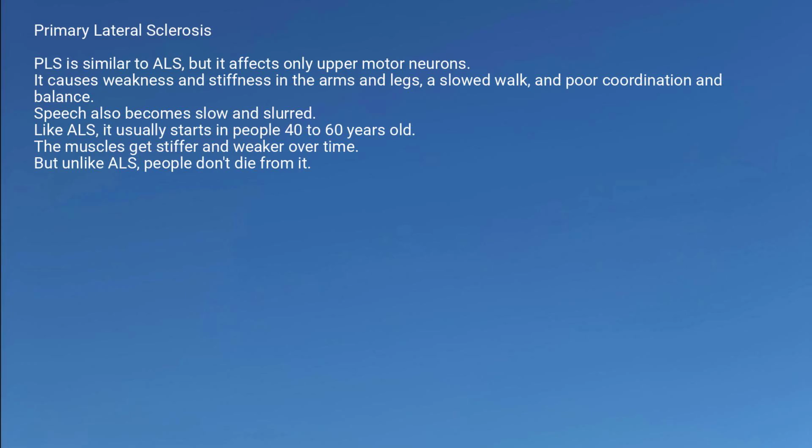Primary lateral sclerosis. PLS is similar to ALS, but it affects only upper motor neurons. It causes weakness and stiffness in the arms and legs, a slowed walk, and poor coordination and balance. Speech also becomes slow and slurred. Like ALS, it usually starts in people 40 to 60 years old. The muscles get stiffer and weaker over time. But unlike ALS, people don't die from it.